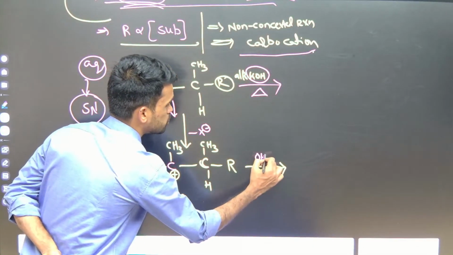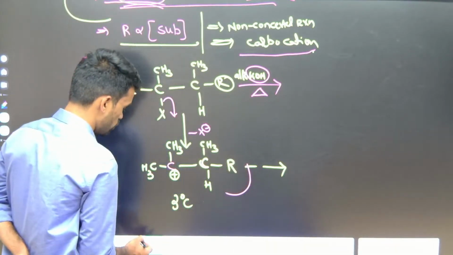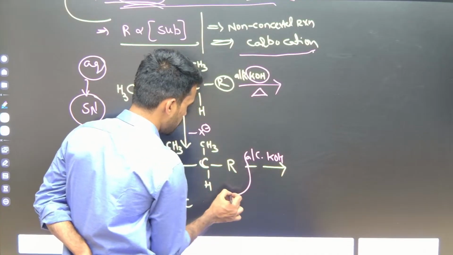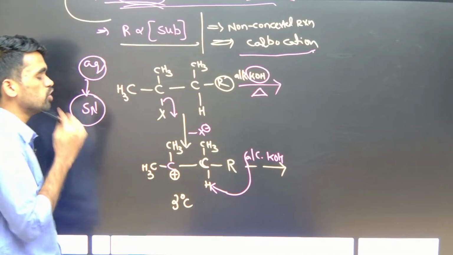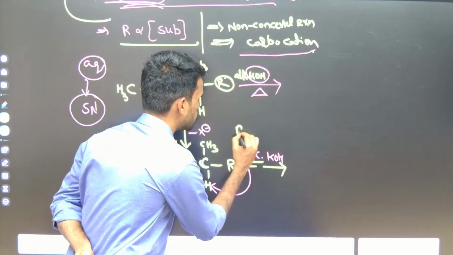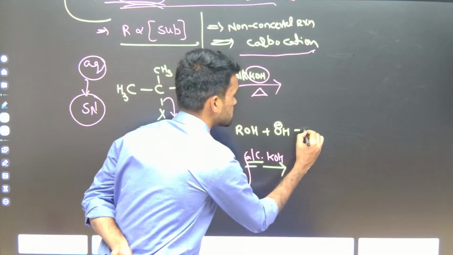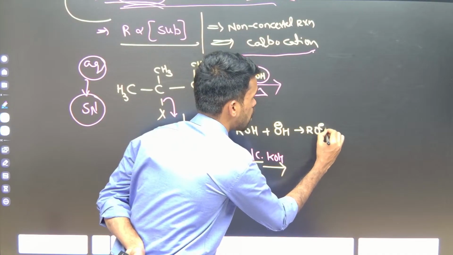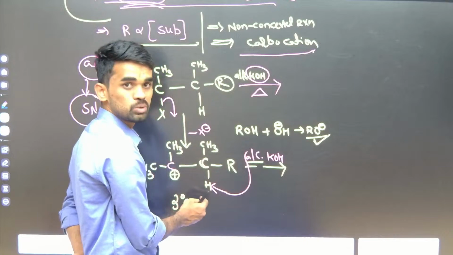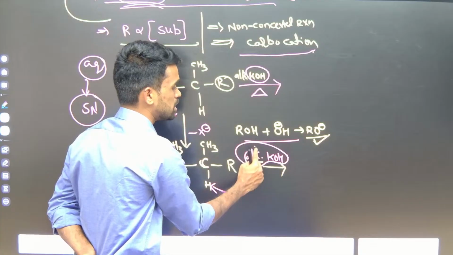So KOH, this base, abstracts this proton. I am writing the base here, alcoholic KOH. So this base abstracts this proton. You might ask, sir, why are we using an alcoholic base? See, let us say ROH is an alcohol. Now we are treating this with a base. What happens? You are going to get an alkoxide ion. The alkoxide ion is a stronger base here, and that will abstract this proton effectively. So the basic nature increases. KOH shows basic nature in alcoholic medium.